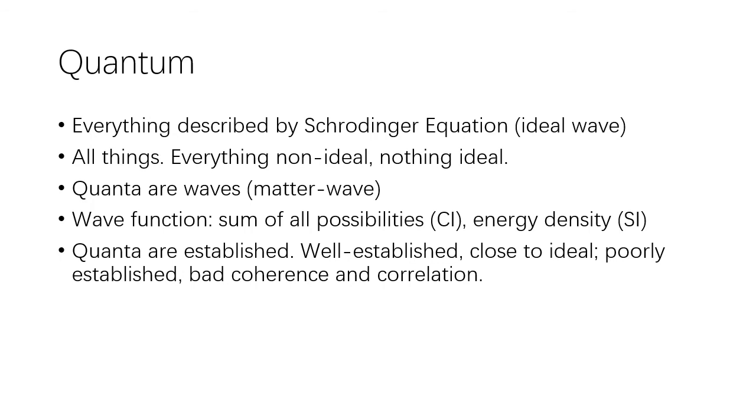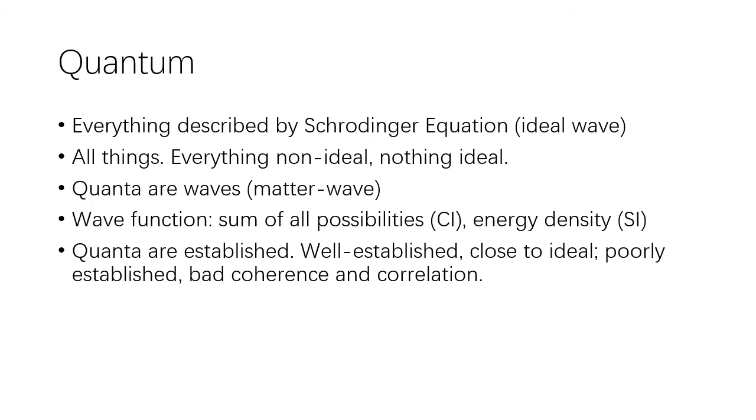We have the concept of elementary particles, but no quantum. We cannot make a quantum. By definition, a quantum should be anything described by Schrödinger equation. It should be an ideal wave. In reality, it can be anything, from an elementary particle to macroscopic objects. Everything is a non-ideal quantum, but nothing is an ideal one.